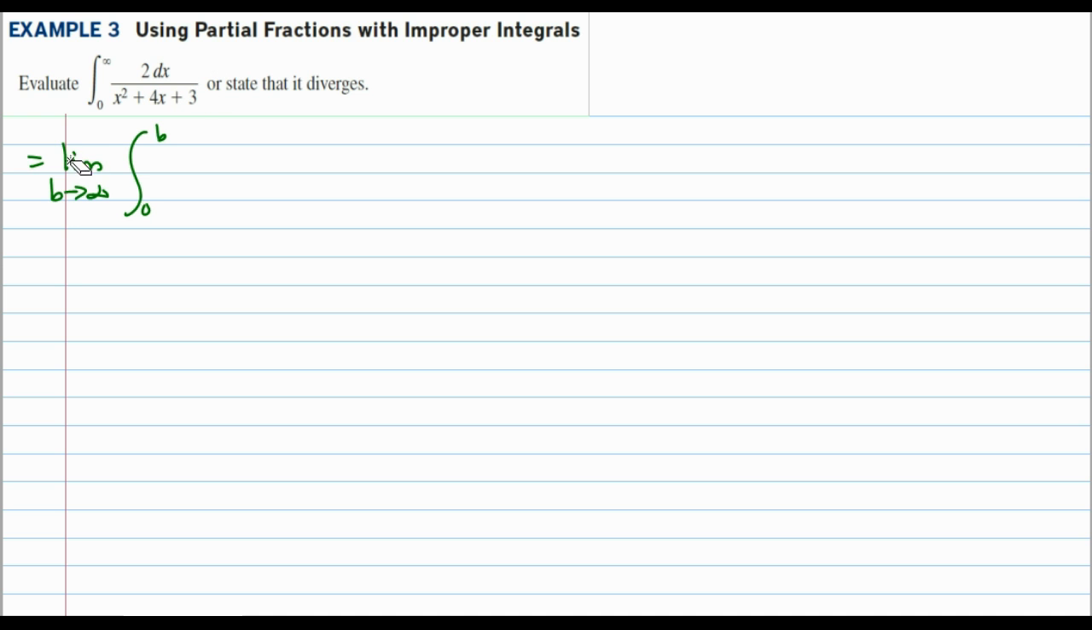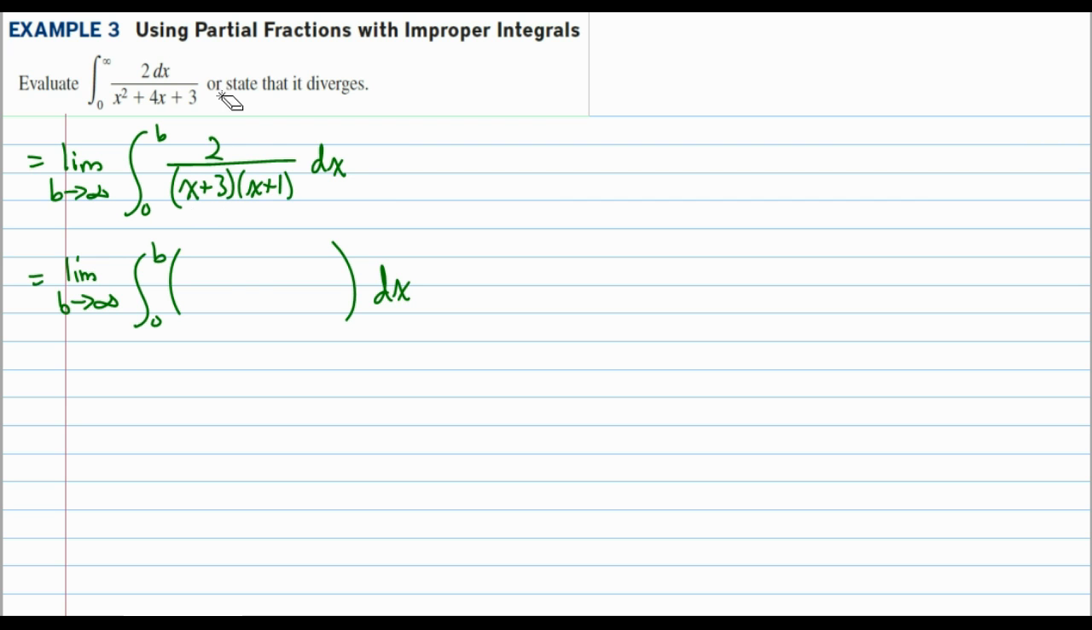So I'm going to take the limit as b approaches infinity of the antiderivative from 0 to b. So b is still going to be infinity, it's just going to approach it with the limit. Now this will be 2 over, and I factored the denominator, dx. Well, now that means if I have 2 over x plus 3 times x plus 1, that rational function can be rewritten as some number over x plus 3 plus some number over x plus 1.